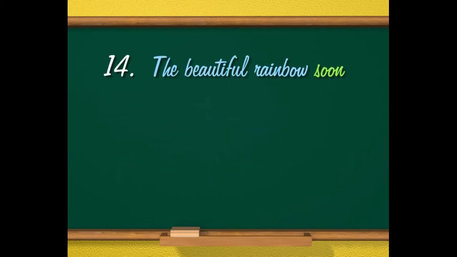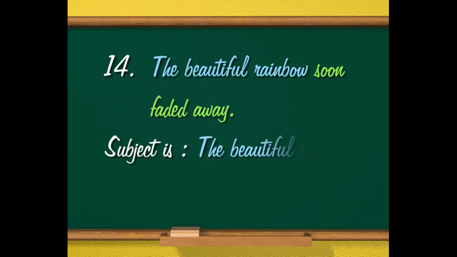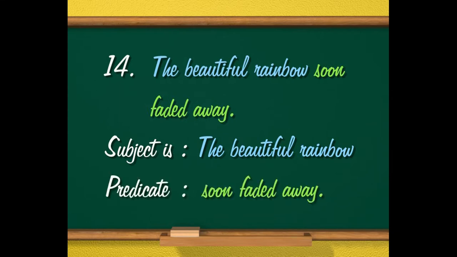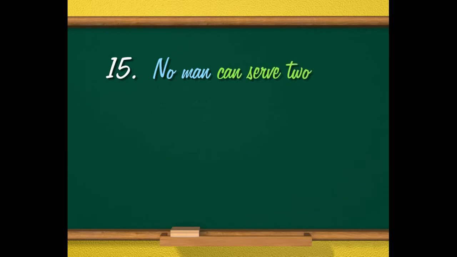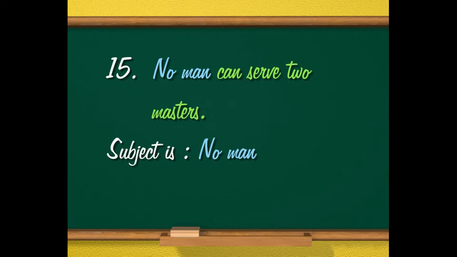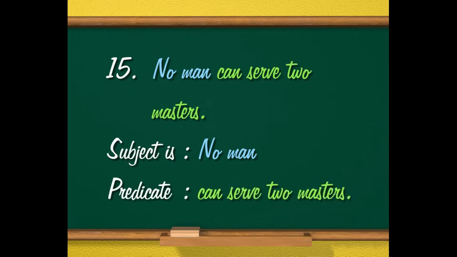The next question. The beautiful rainbow soon faded away. Subject, the beautiful rainbow. Predicate is the other half of the sentence, that is, soon faded away. Next question. No man can serve two masters. Here the subject is no man and the predicate is the other half of the sentence, that is, can serve two masters.